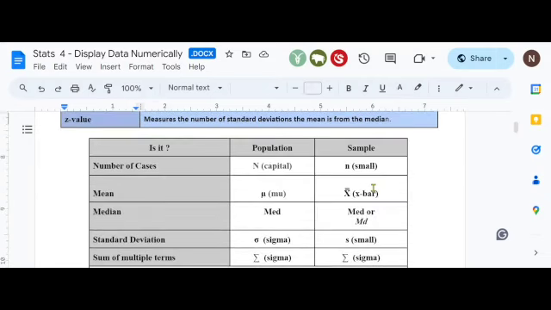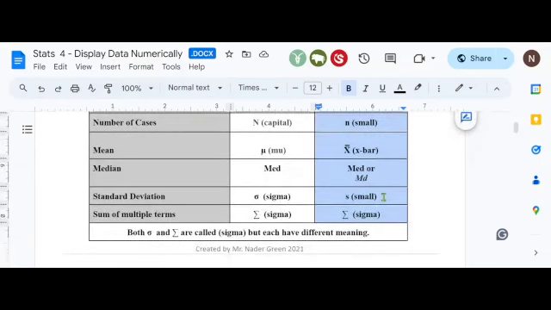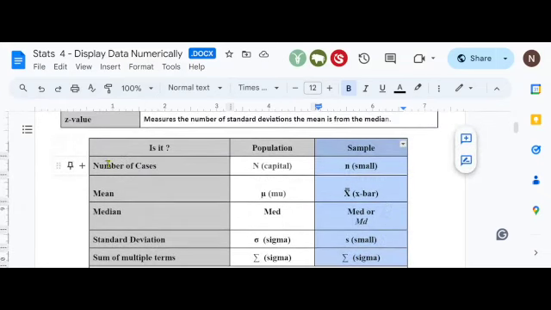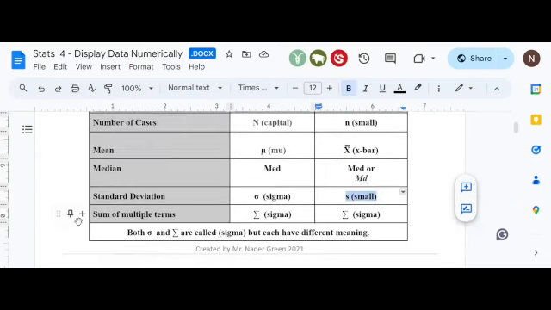Now let's take a look at the symbols. Of course, most of the time we're working on samples. The number of cases uses N. Mean, what are you going to use? X bar. Median, just the abbreviation MED or MD. Standard deviation, what are you going to use? Small s.